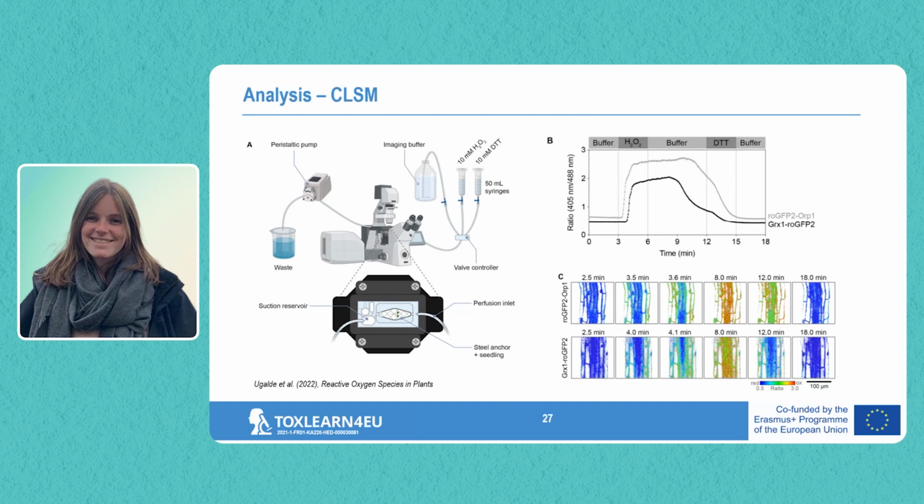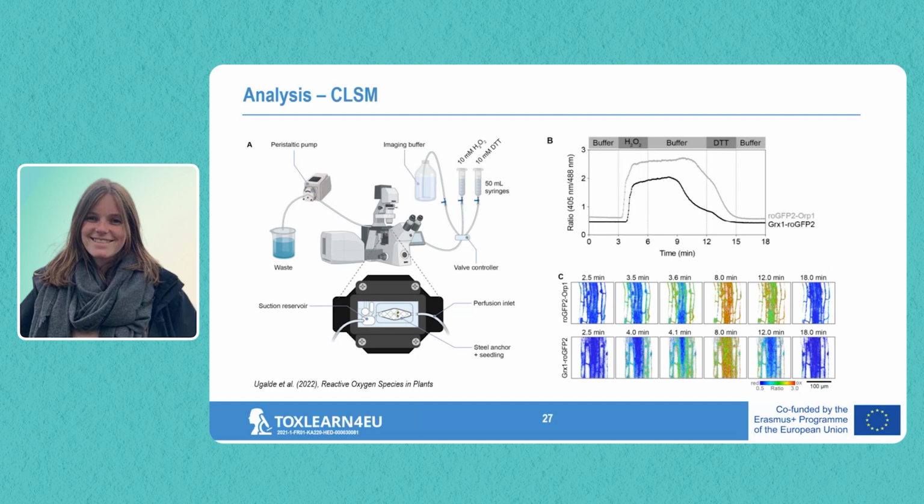Then you add buffer again and it will stay stable for some time, but then the sensor starts to spontaneously reduce again because hydrogen peroxide is being detoxified by the antioxidant system. But then when you add DTT to reduce the sensor, you will also see that it goes down again very rapidly, back to control levels.